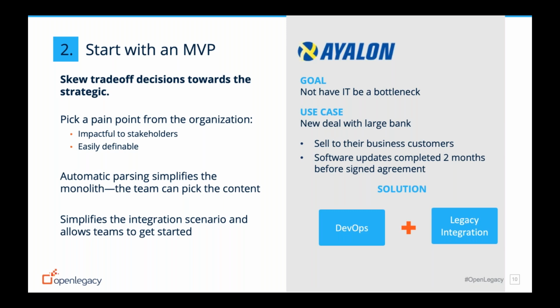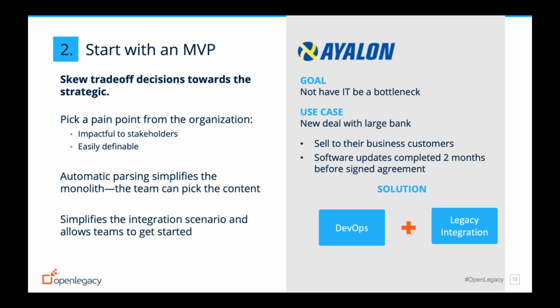Now, talking about a customer, Ayalon Insurance in Israel, they had a goal where IT was not going to be the bottleneck anymore. They wanted to try an MVP, which was a new deal with a large bank they were working with, where they were going to sell to the corporate customers. Not only was IT not the bottleneck, IT actually got their work done 2 months before the final agreement was signed, since it takes a while to sign with a large bank, working everything out, how it's going to look.